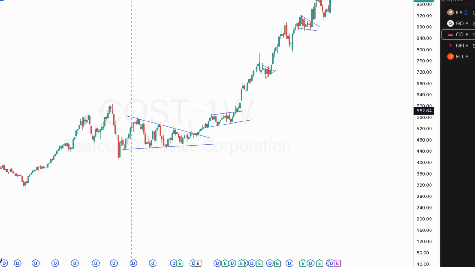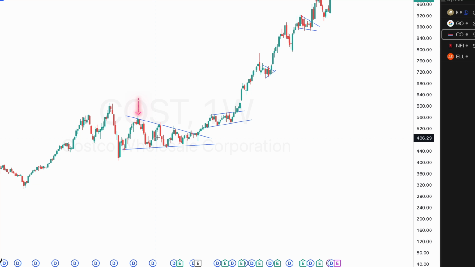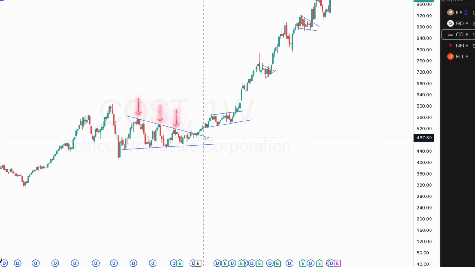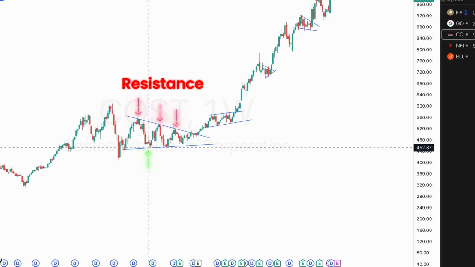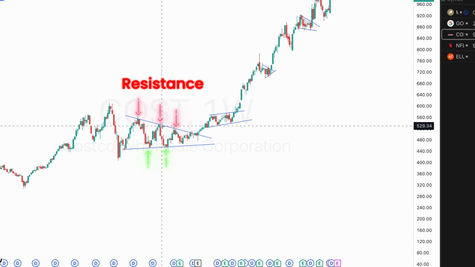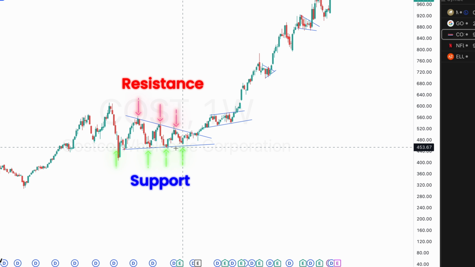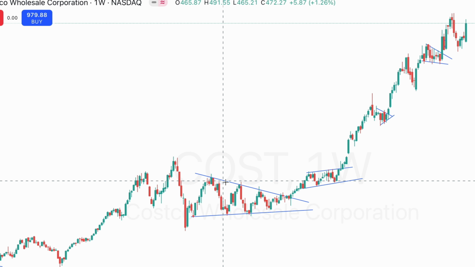We can clearly see that the market has been rejecting from this level and this level and this level. So these points of rejection are called resistance levels. And after the rejections, when the market came down, it got a clear support and went back up again. So these are levels of support. So when we connect these resistance levels and support levels, we can draw a pattern.